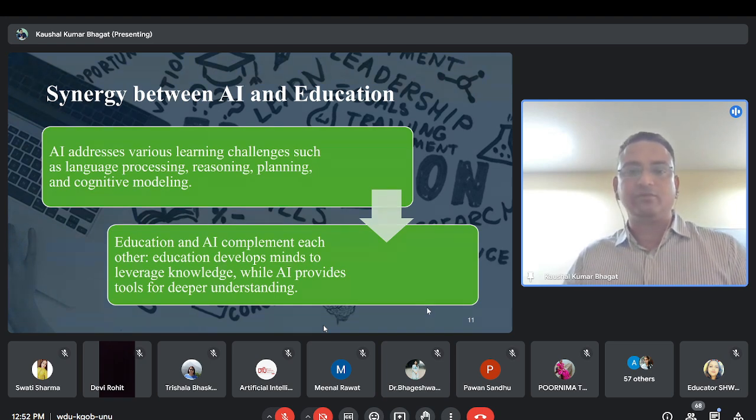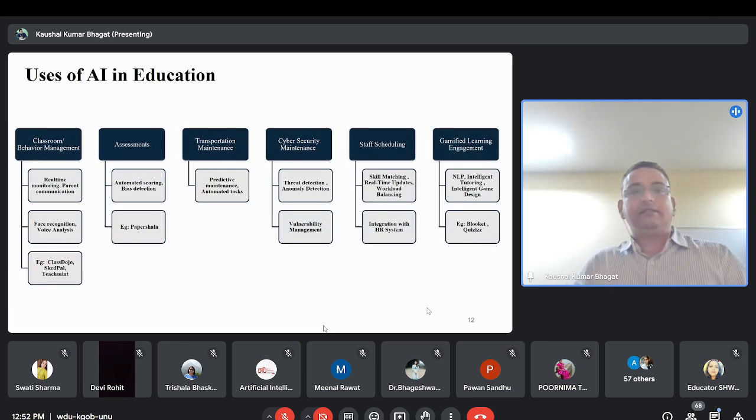So we will explore more how artificial intelligence and education are related to each other and how it can be explored more. Now, there are different applications of AI in education that we can think of and that are being implemented also. One thing is classroom or behavioral management. Nowadays you will find that in the schools, in the classrooms, there are CCTVs, right? There are face recognition systems, there is voice analysis, so real-time monitoring could be provided.